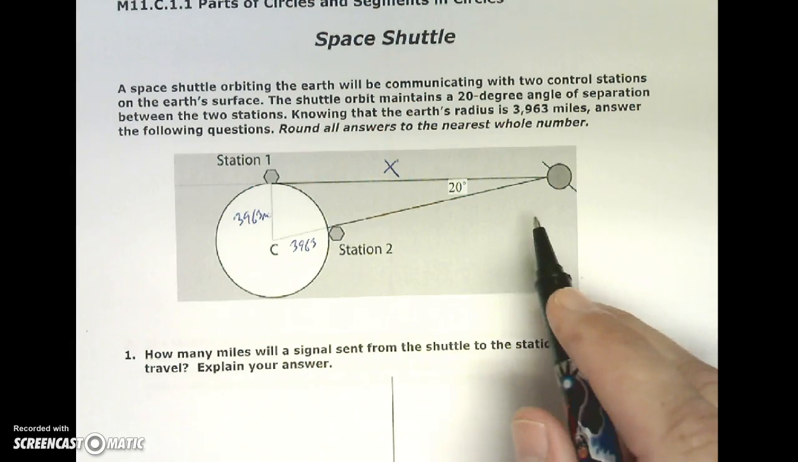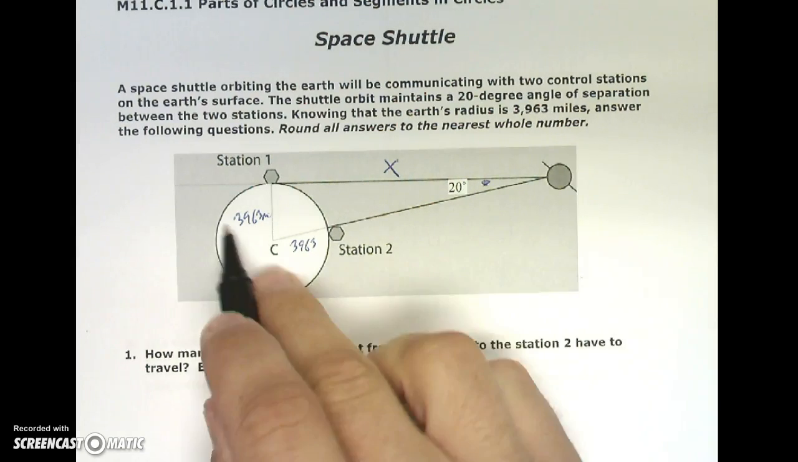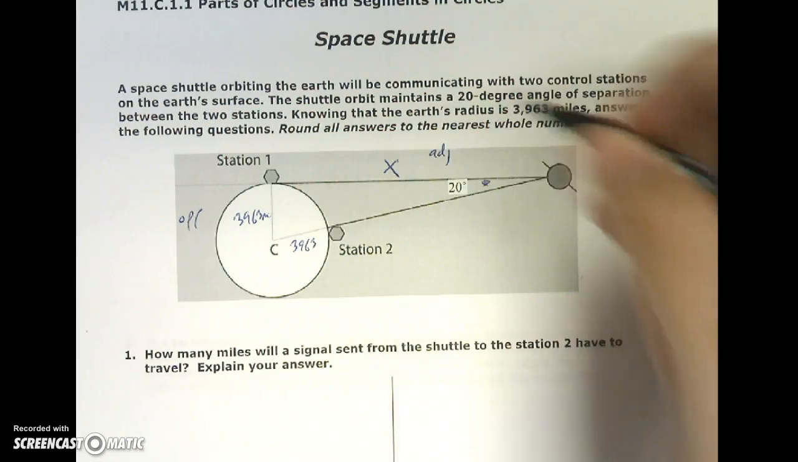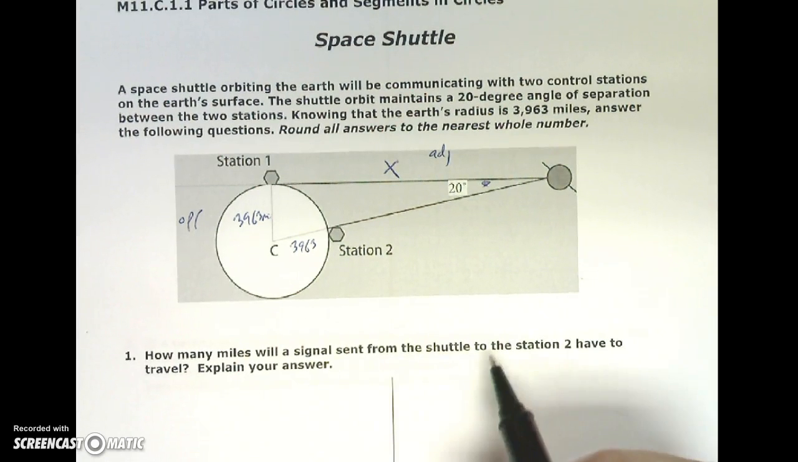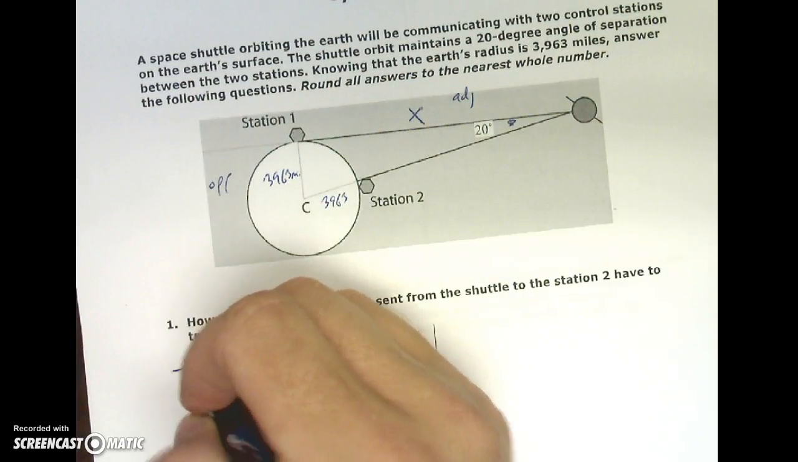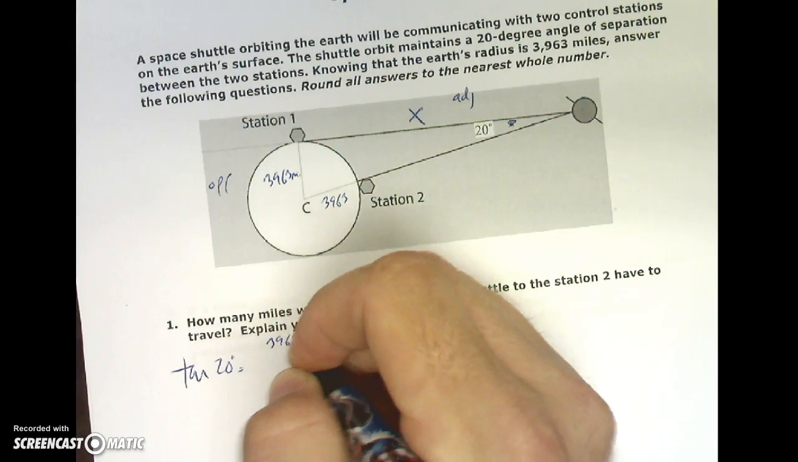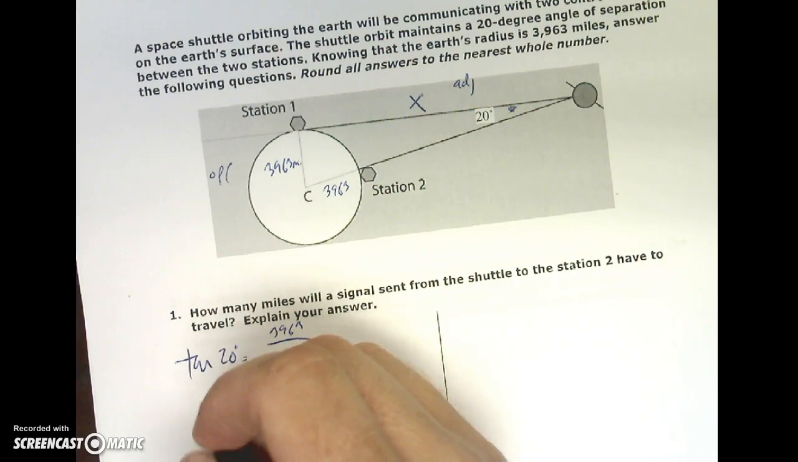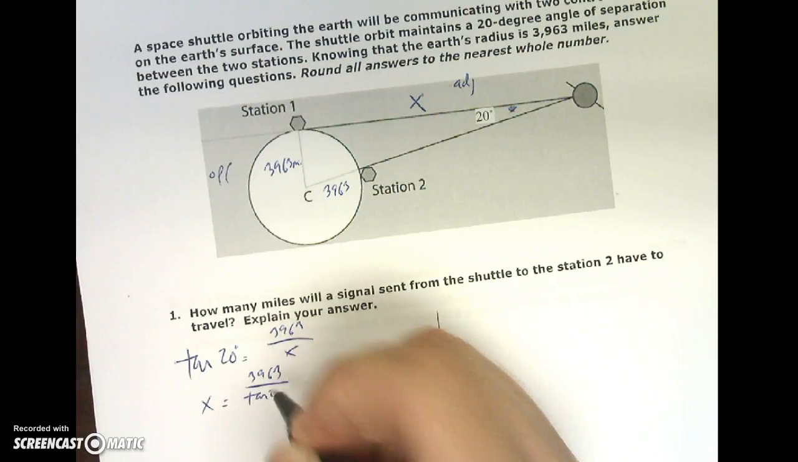Now, don't forget about your good old trig ratios. Here's your angle. Okay. Here's opposite. And here is adjacent. Okay. Yes, you will see a good amount of trig ratios on your final. So that is tangent. We're looking at tangent of 20 degrees equals 3,963 over x. Okay. I'm going to replace these two. So x equals 3,963 divided by tangent of 20 degrees.